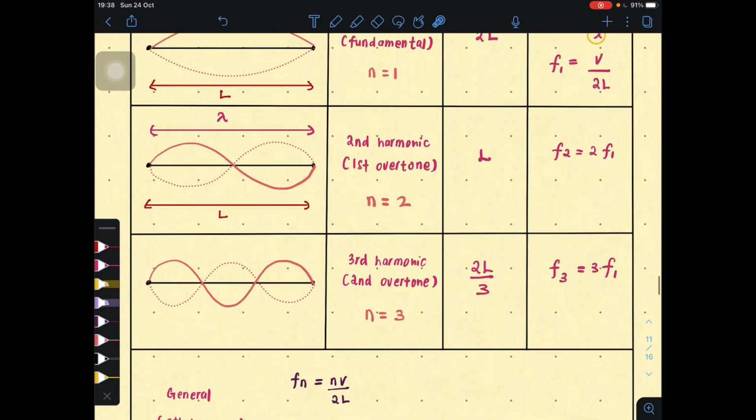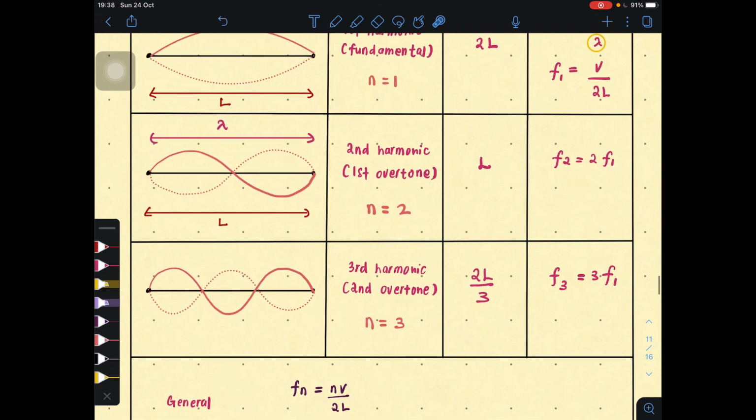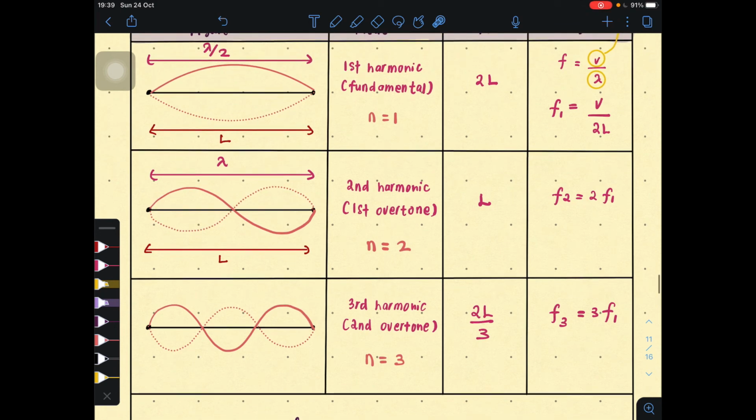2 F1. Okay, for the third harmonic, or we call it the second overtone, the pattern will look like this. It will produce 3 loops. 1, 2, 3. So, N equals 3. When it reflects, it will look like this. Or to make it easy to remember, 1, 2, 3. That's why N equals 3. Same for this one, 1, 2. So lambda will be equal to 2L over 3.